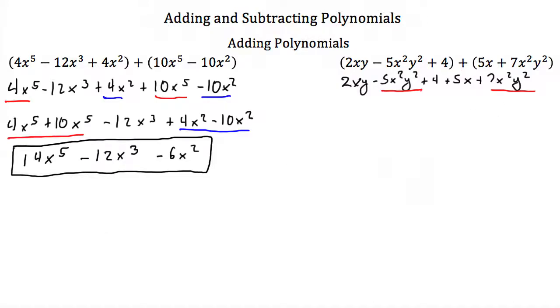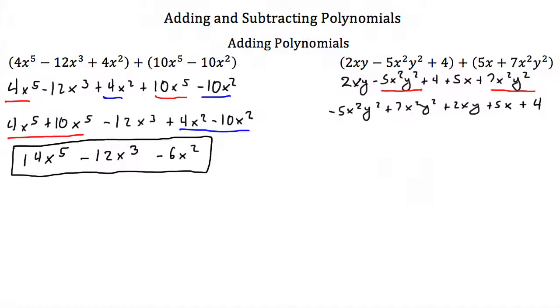terms. So now I'm going to write this so my like terms are together. I'll have a negative 5x squared y squared plus 7x squared y squared plus 2xy plus 5x plus 4.